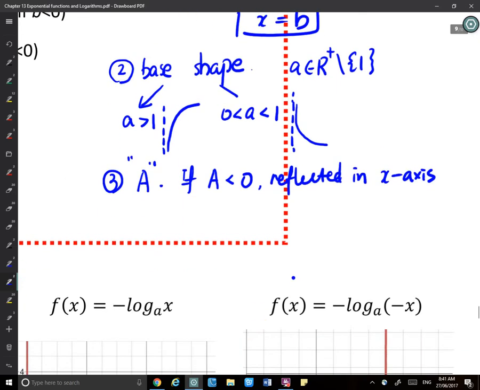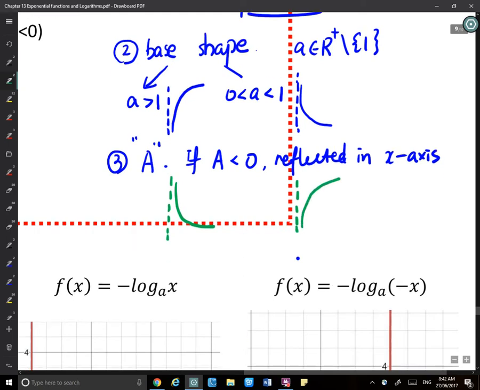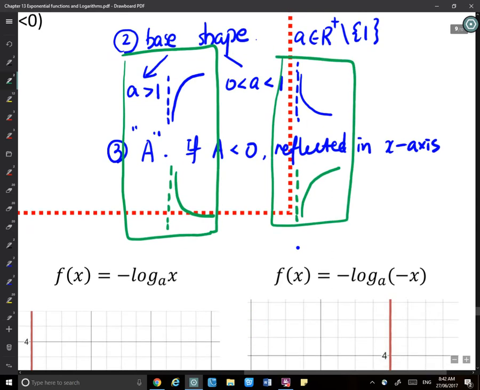So the two base graphs will be reflected in this way. This one will reflect in the x-axis and become this one. And this one reflected in the x-axis, you will have this shape. That's the two different base graphs. So that one becomes this, and that one becomes that.